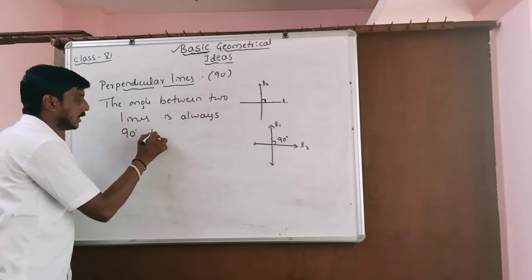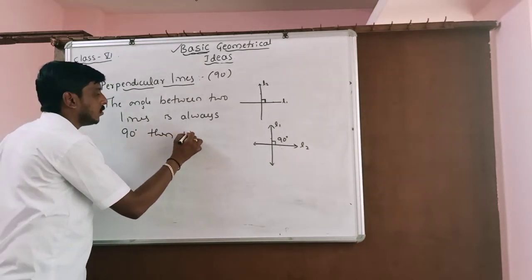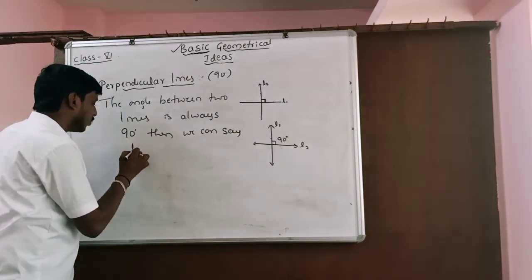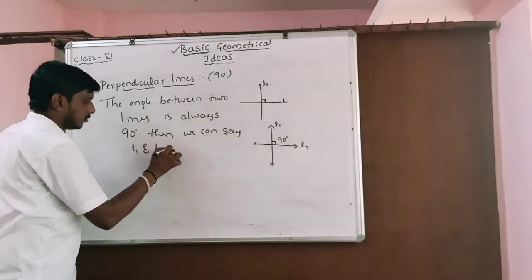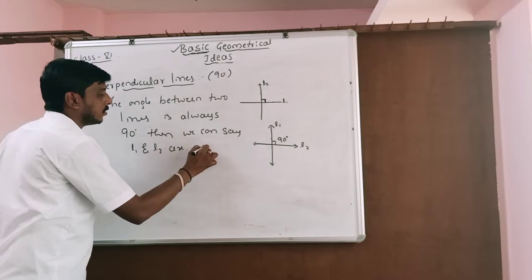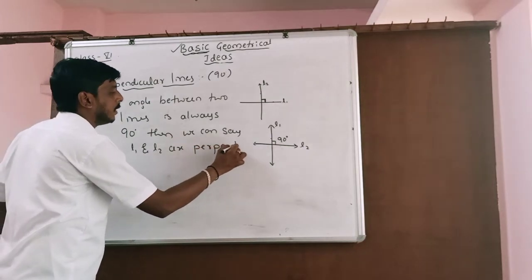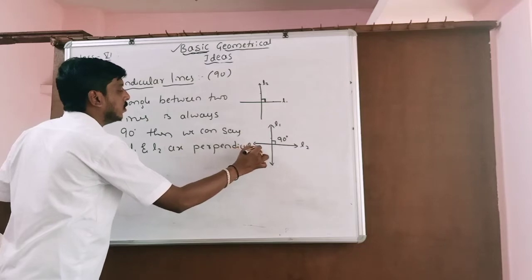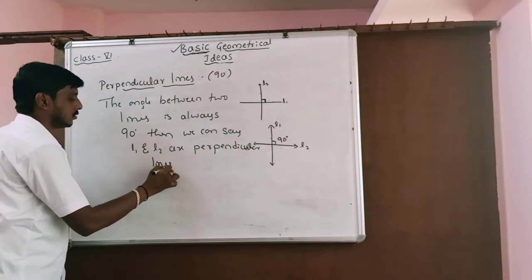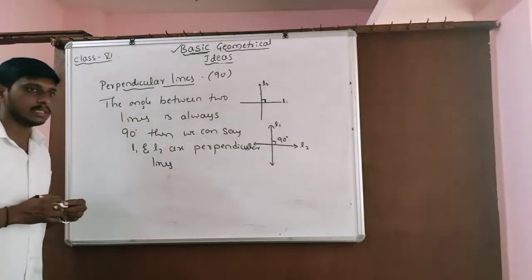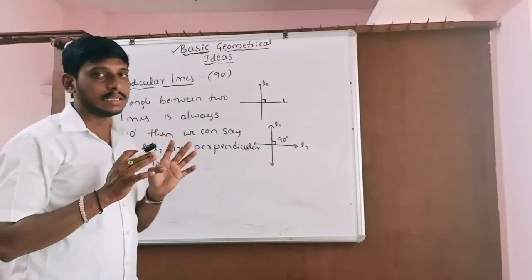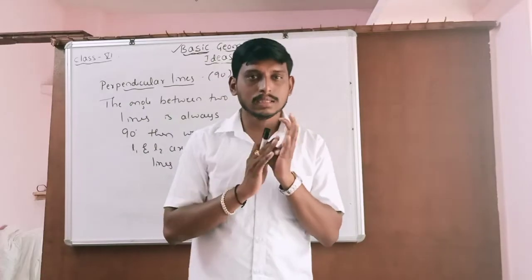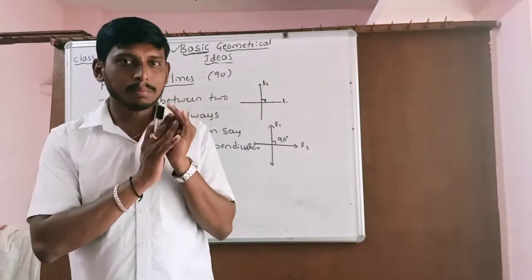Then we can say L1 and L2 are perpendicular lines. So these are the basic concepts: point, line, line segment, ray, intersecting, parallel and perpendicular.